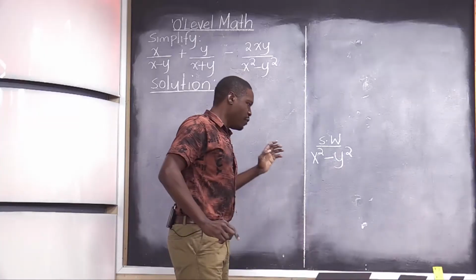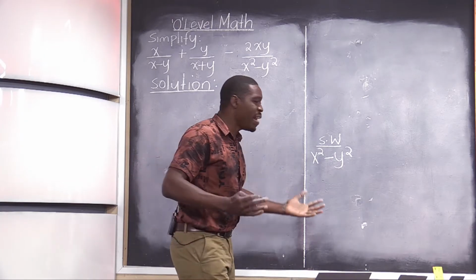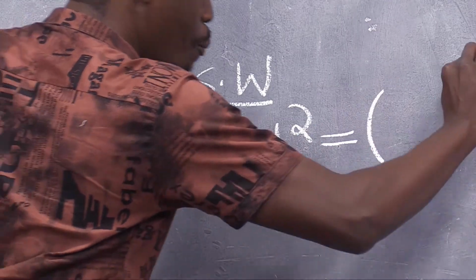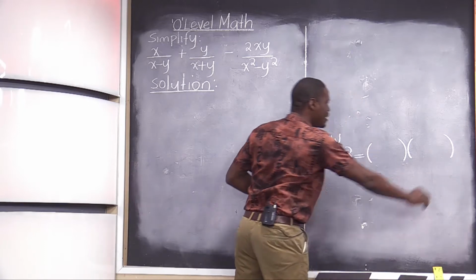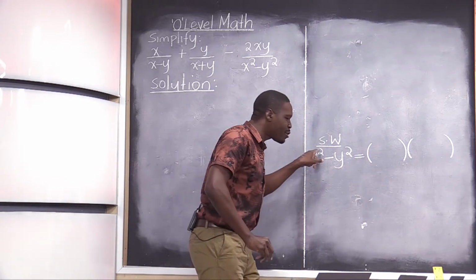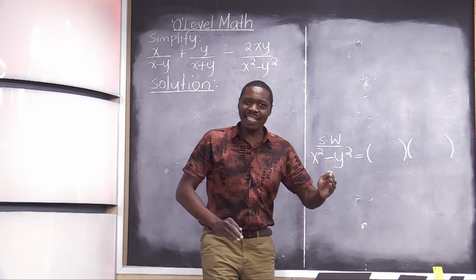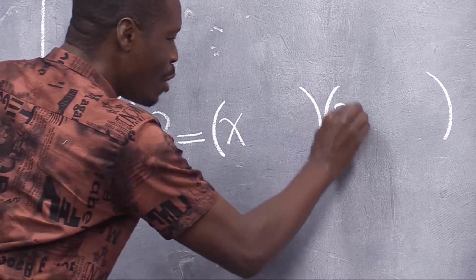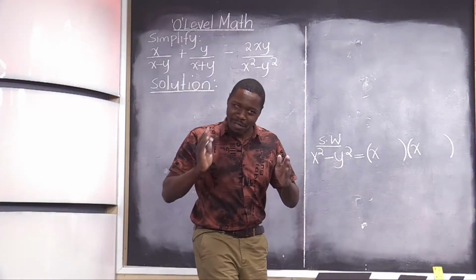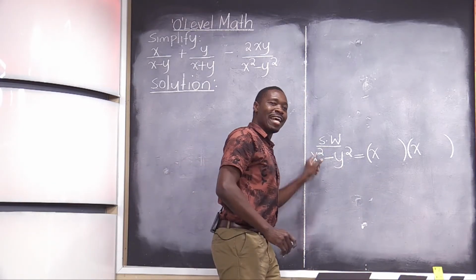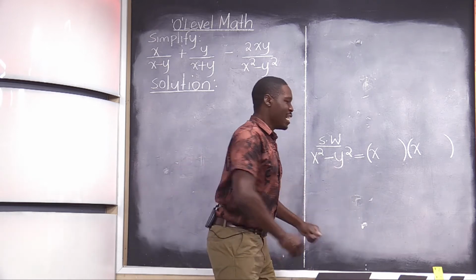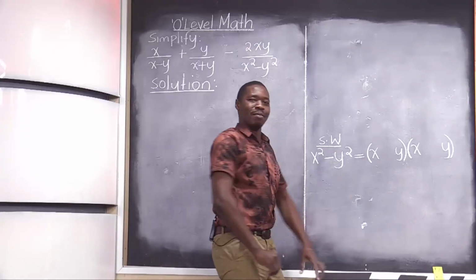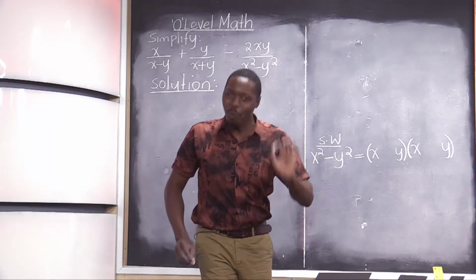But again, if it is a difference of two squares, how do we break it down? Wonderful. A difference of two squares, you need two brackets. Remember, to get an x squared, it is the same thing as saying x times x. So the first bracket will have an x, and the second bracket will also have an x. And then for y squared, the first bracket will have a y, and the second bracket will also have a y.